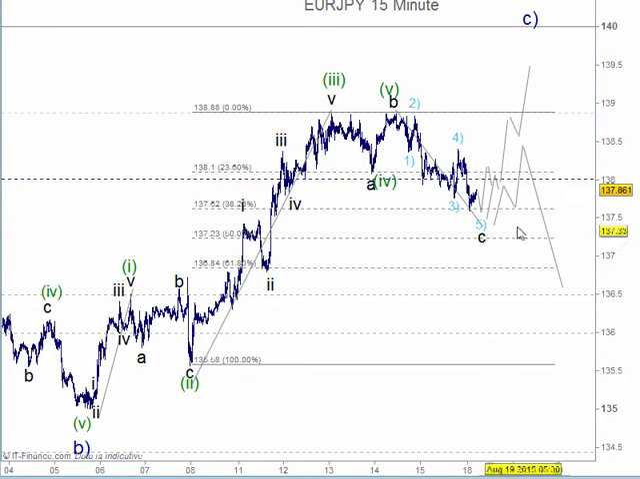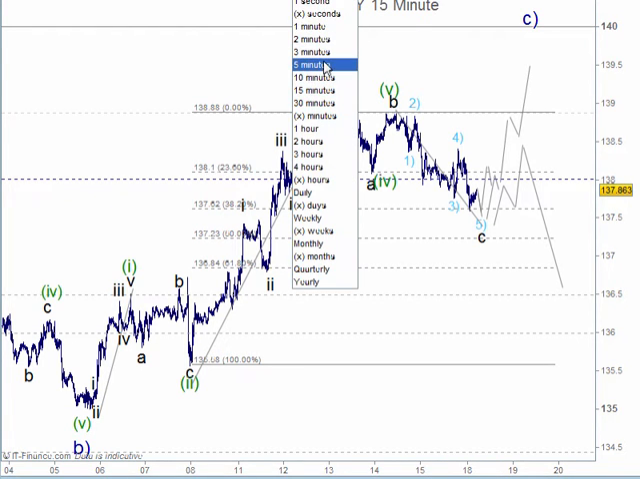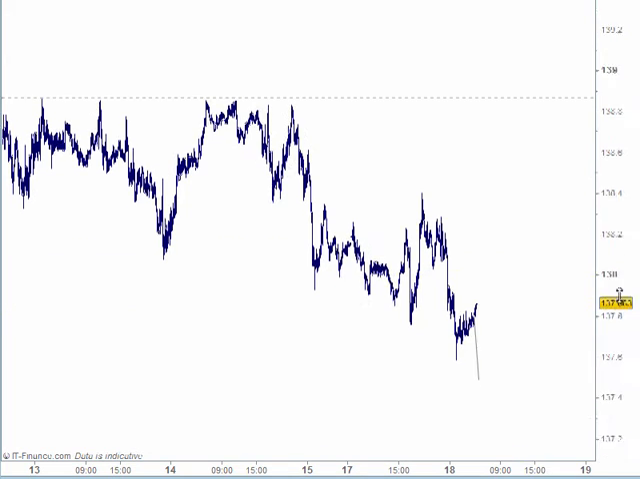Yeah, or we go down here. So I was thinking that once this little structure here finishes, we can have a look at that on the 5-minute chart perhaps, if it's a bit clearer.